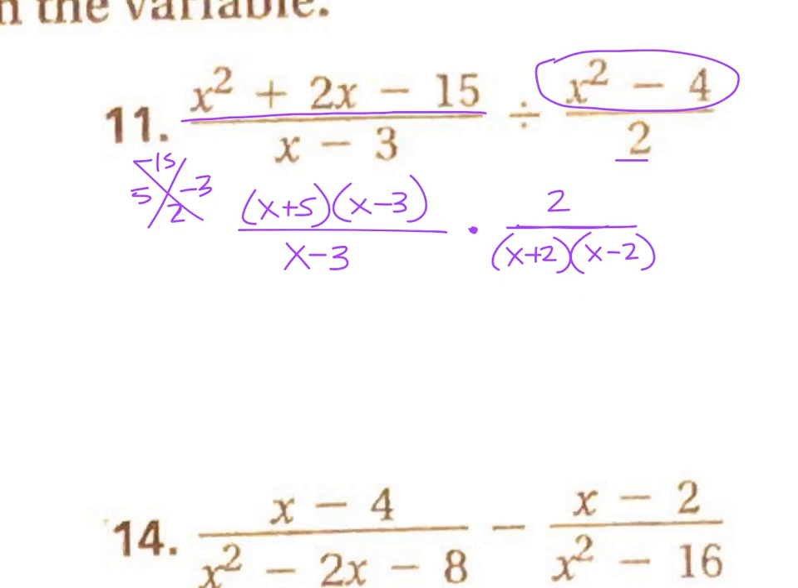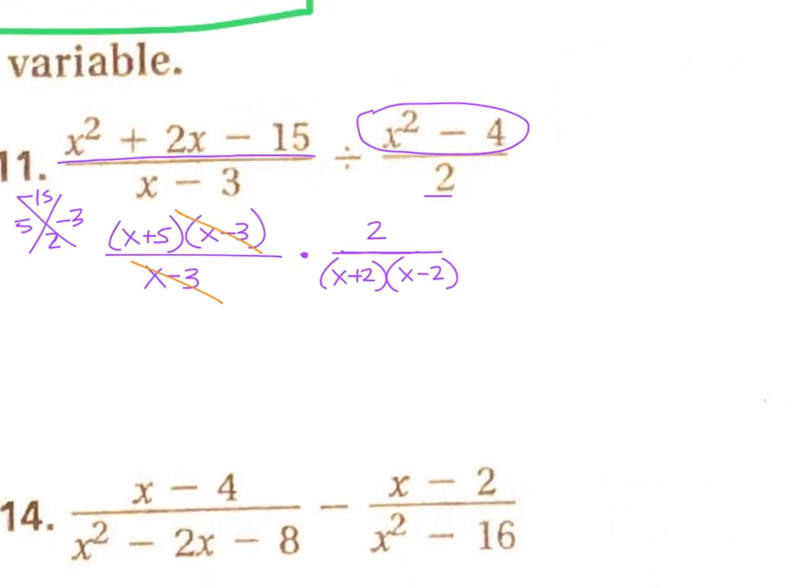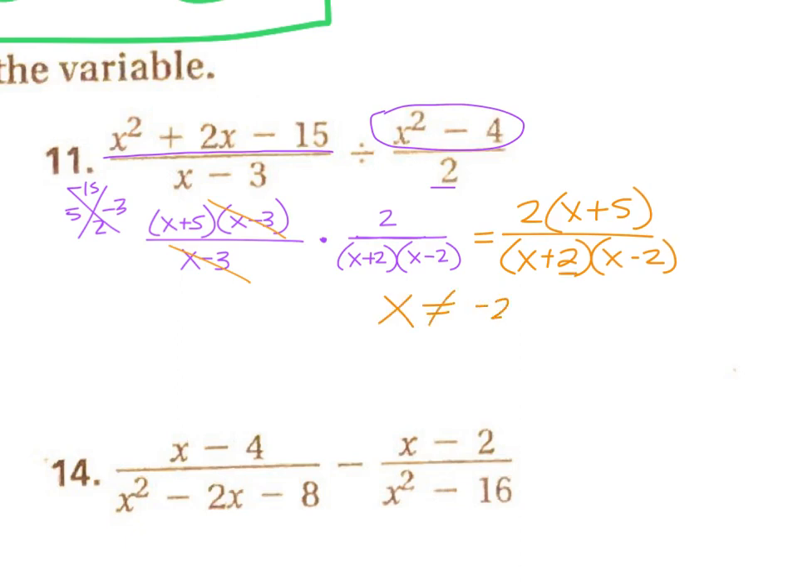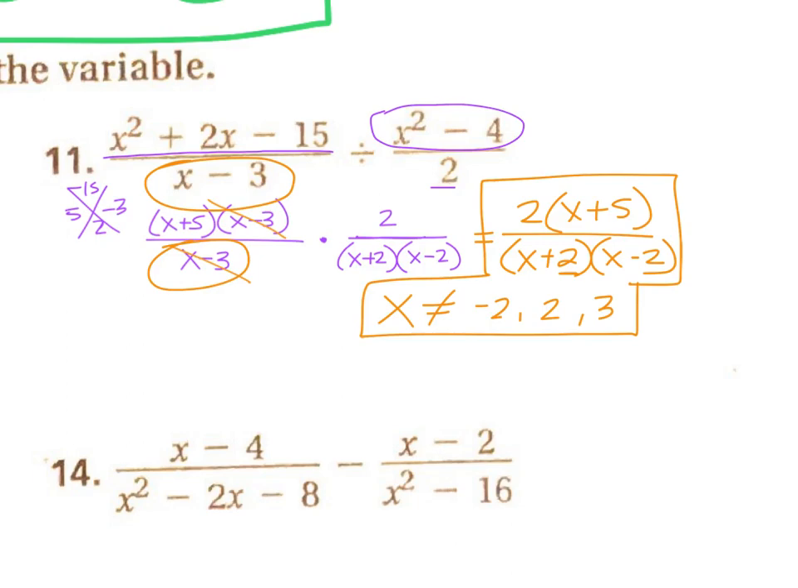So we're going to do some slashing here. x minus 3 and x minus 3. Looks like the only thing that we can slash. So it's going to be 2 times x plus 5 on top. And then on bottom, it's going to be x plus 2, x minus 2. And then your restrictions, x cannot be negative 2 or positive 2, but there's actually one more. If you go back up here, x minus 3, so x can't be 3 as well. So it looks like that.